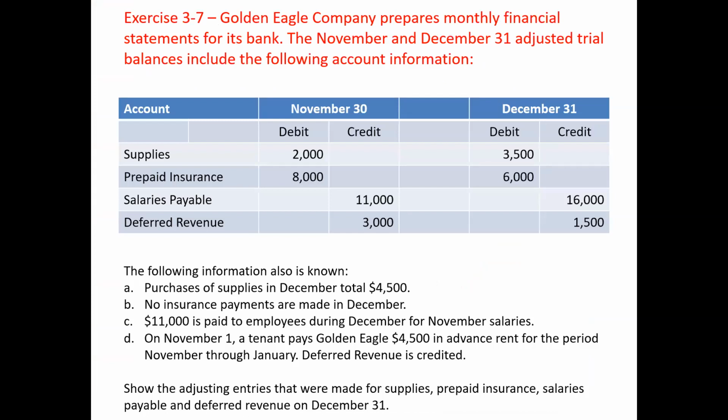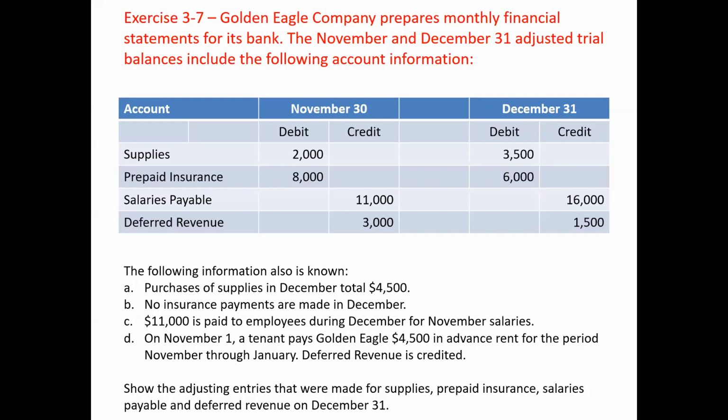Here's an exercise. We're going to go through this. I hope that these exercises really help cement these concepts. So, Golden Eagle Company prepares monthly financial statements for its bank. The November and December 31st adjusted trial balances include the following account information.